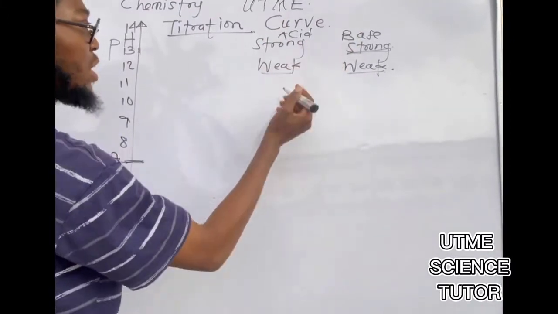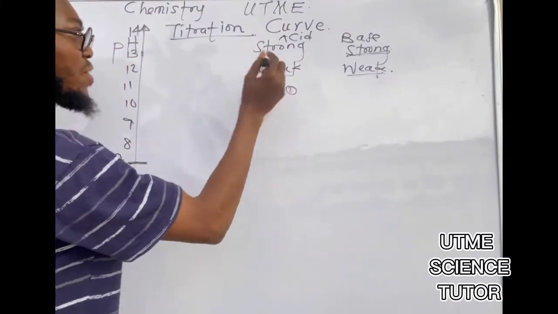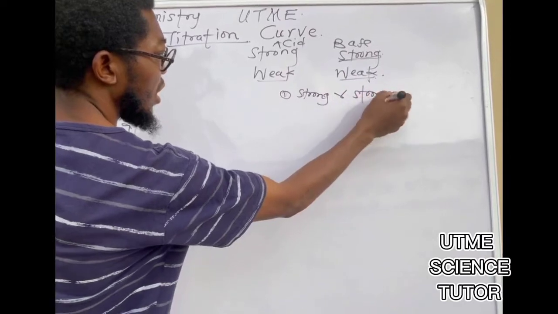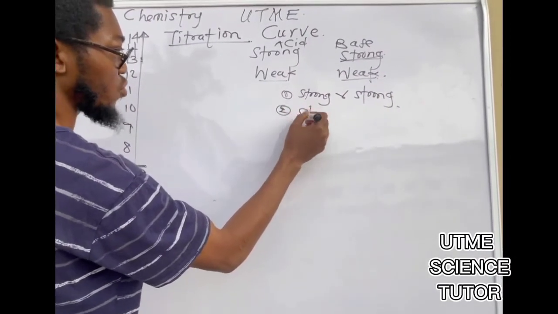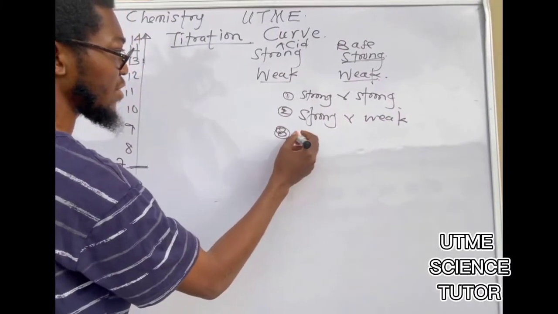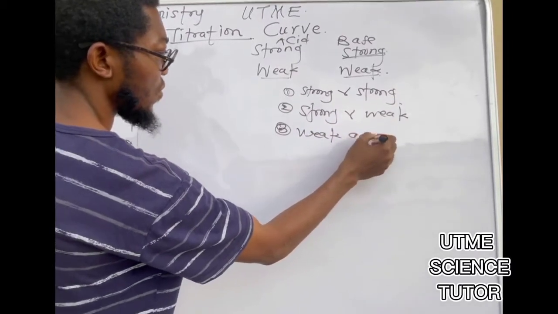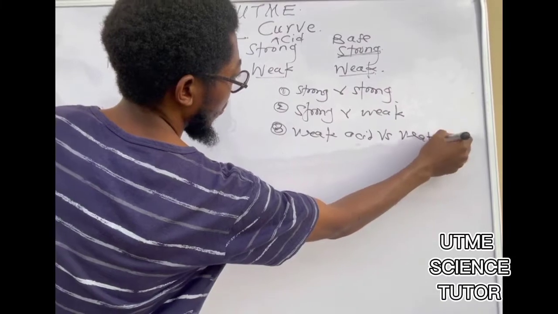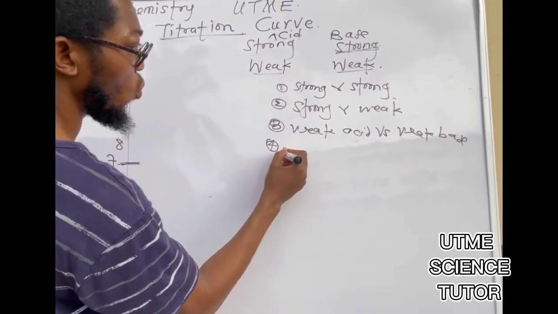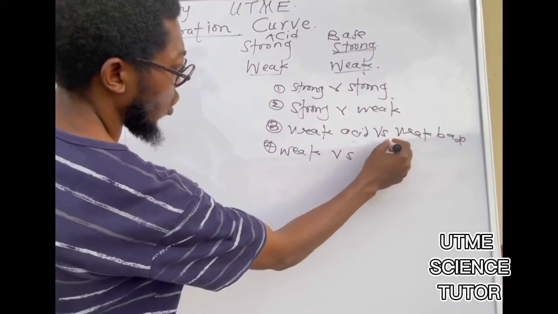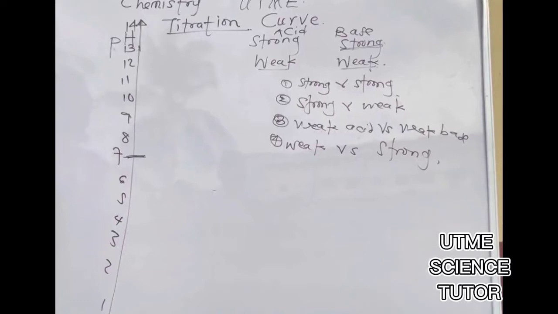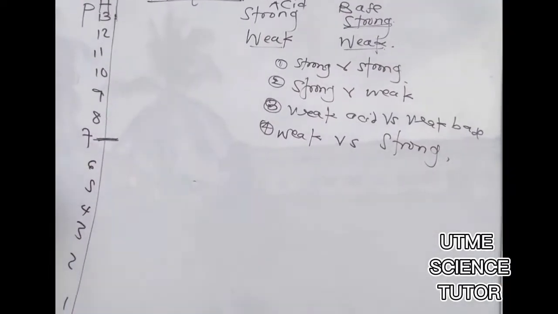So if I combine them, it is possible that in case 1, I may have a case whereby I will titrate a strong acid versus strong base. I may have a case whereby I will titrate a strong acid versus weak base. I may have another case whereby I will titrate a weak acid versus weak base. And I may have another case whereby I will titrate a weak acid versus strong base. How do we identify the correct graph or the correct curve during examination? I will use the 4 cases to explain.